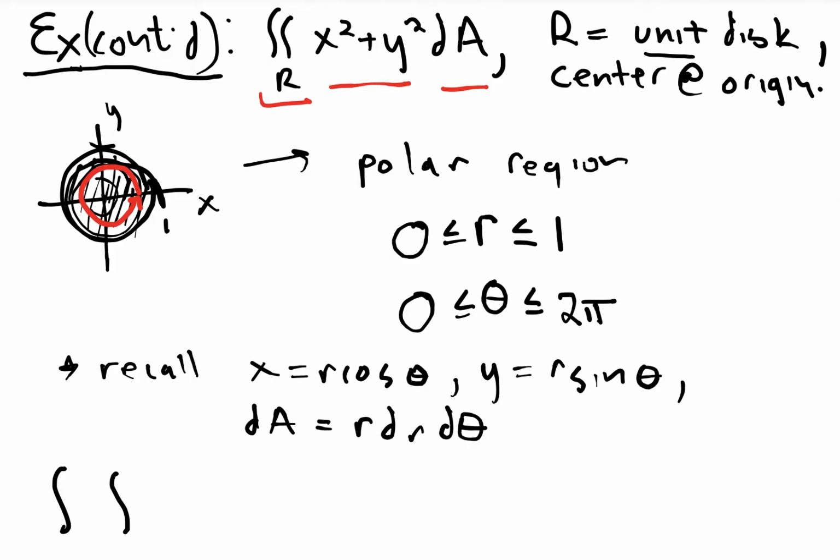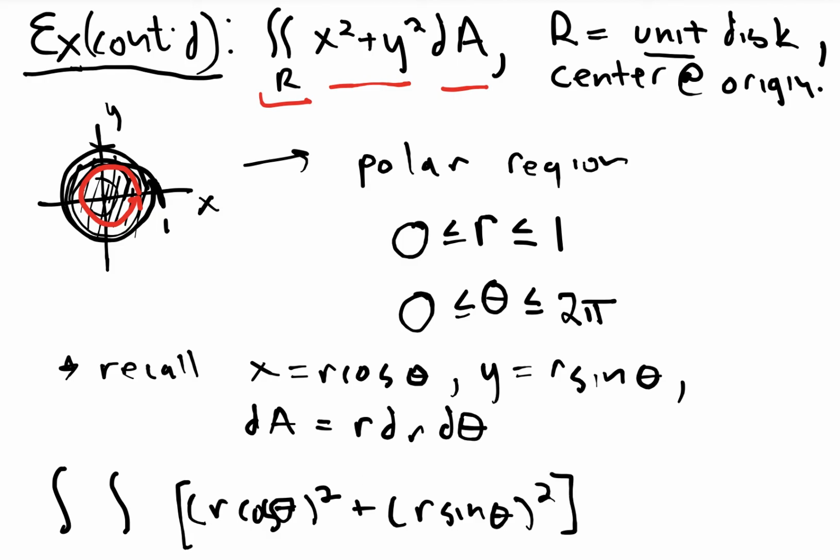I'll worry about writing my function first. We said x squared, that means this is really (r cosine theta) squared, plus y squared, that's really (r sine theta) squared. So I have fixed my function. That part's taken care of. Next thing that I'm going to go ahead and do right now is fix my differential. We have said that dA is supposed to be r dr d theta.